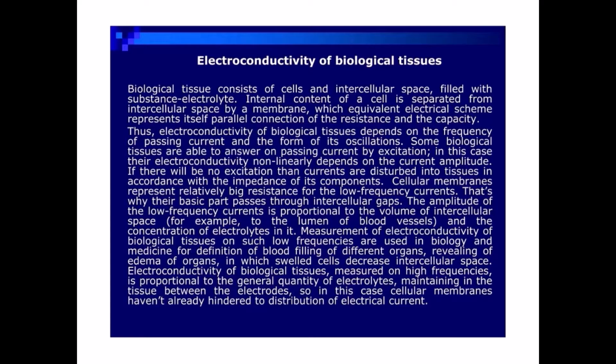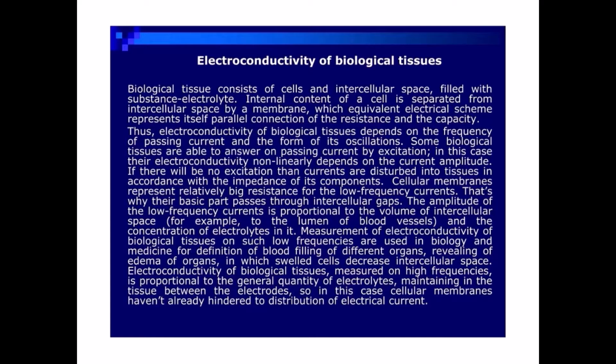Thus, electroconductivity of biological tissues depends on the frequency of the passing current and the form of its oscillations. Some biological tissues are able to respond to passing current by excitation. In this case, their electroconductivity nonlinearly depends on the current amplitude. If there is no excitation, then currents are distributed in tissues in accordance with the impedance of its components.